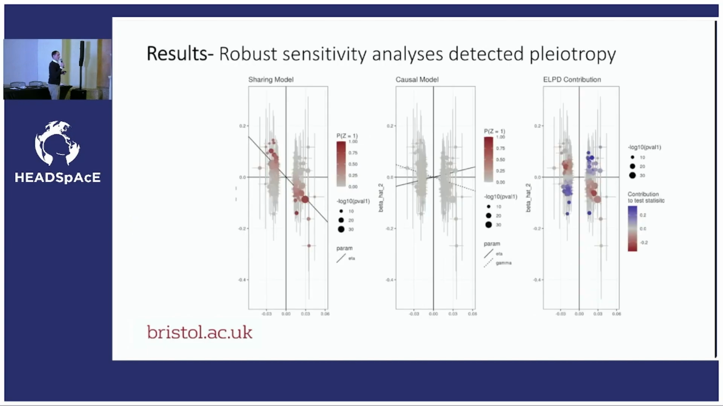We also carried out a number of sensitivity analyses, including this CAUSE method, and actually identified correlated pleiotropy, which is a major problem when you're trying to use genetic proxies, because some of these variants which proxy for sexual behavior might also increase your risk of drinking alcohol or smoking that could be actually leading to the outcome of head and neck cancer.